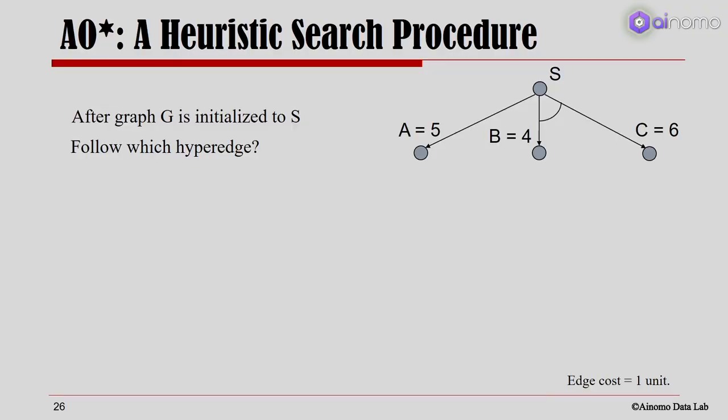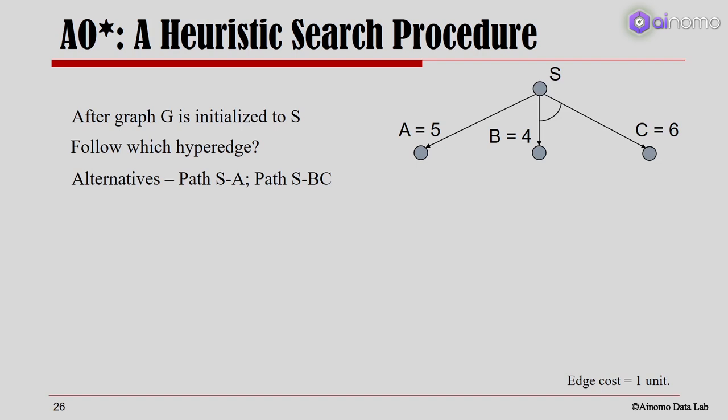So, let us look at an example here. We have an S node which has a 1 connector to A and a 2 connector to BC. Let us assume that the edge costs are 1 unit each. The graph is initialized to S. Now, after the graph is initialized to S, the question is, which hyper edge do I follow? So, we have alternatives of moving from S to A or moving along the path S to BC.